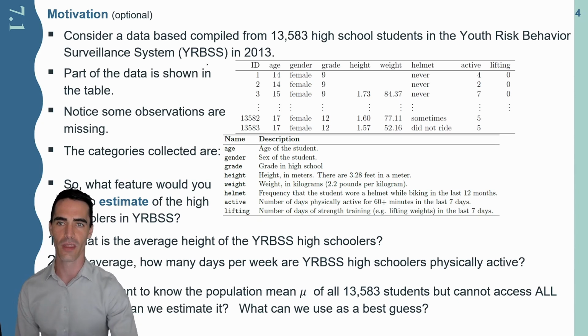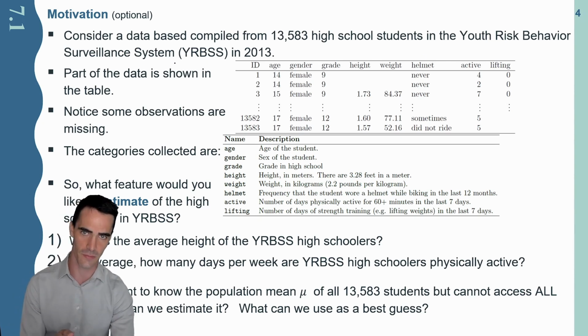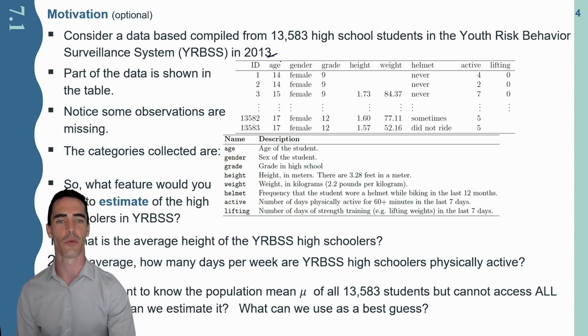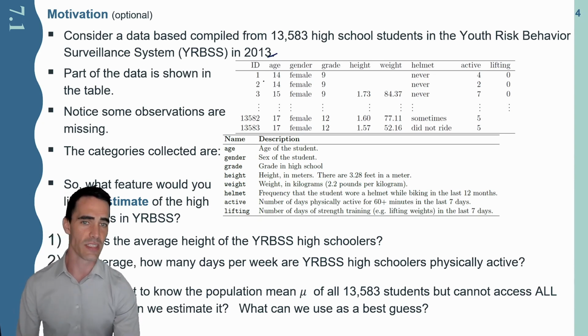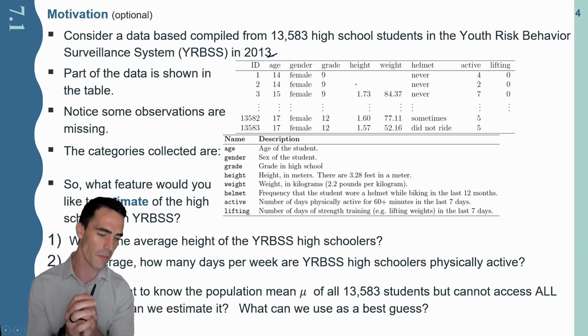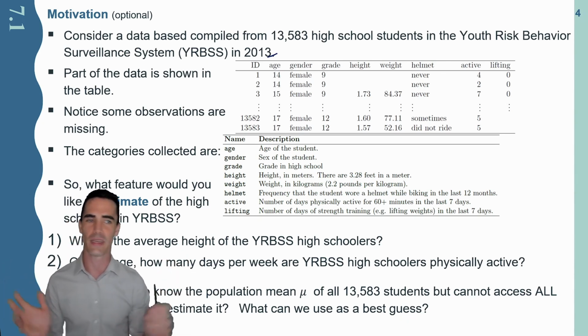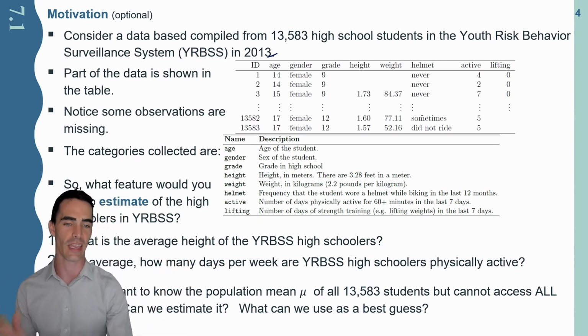Let's dive in. So let's consider a database compiled of roughly 13 or 14,000 high school students at a Youth Risk Behavioral Surveillance System, or YRBSS for short. This data was collected in 2013. Notice the data, I have ID numbers, not names, age, I have the sex, and then I have grade, and well, maybe some of these categories are missing. And this database was built on many different schools collecting information, and so some of them may not have been as rigorous at collecting data as others.